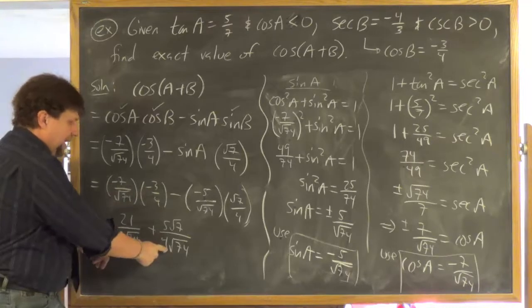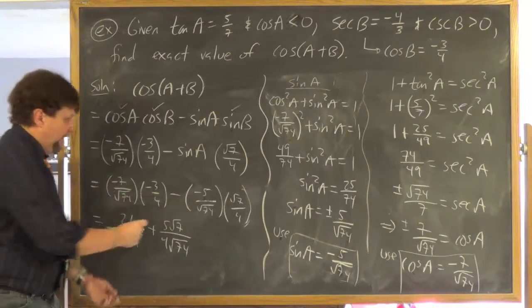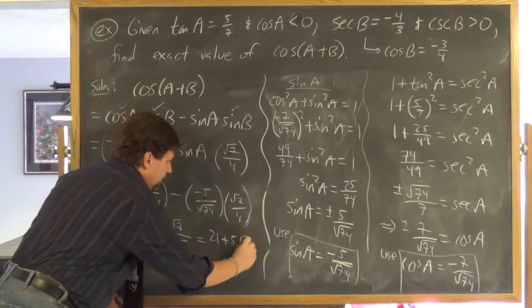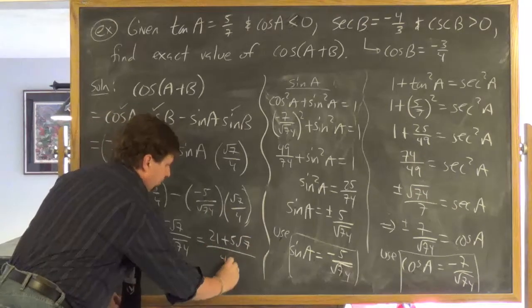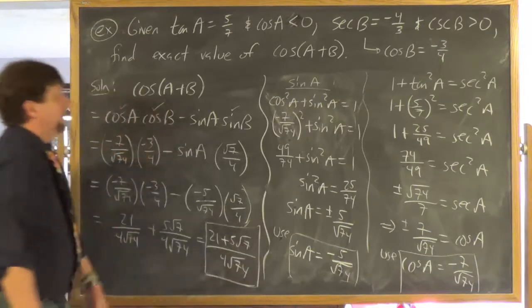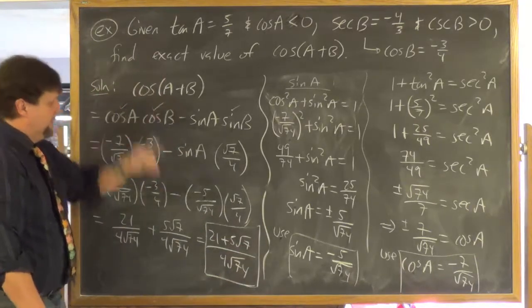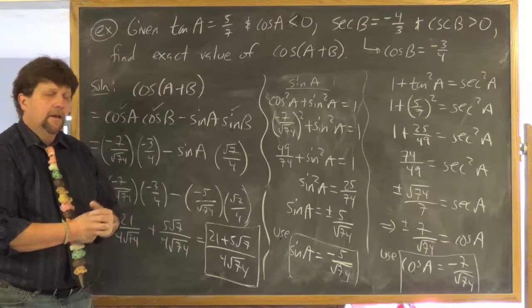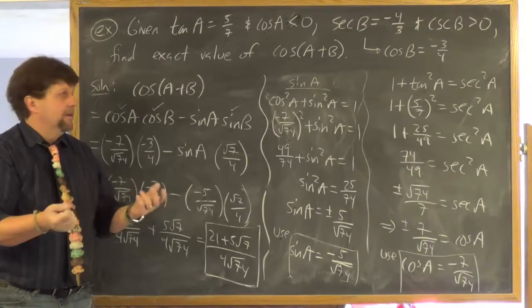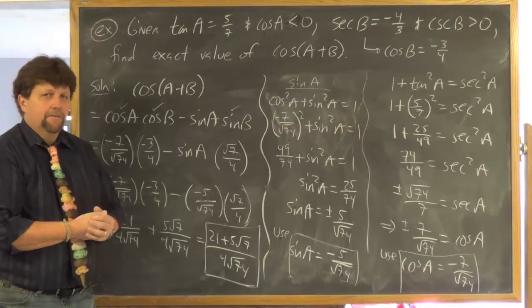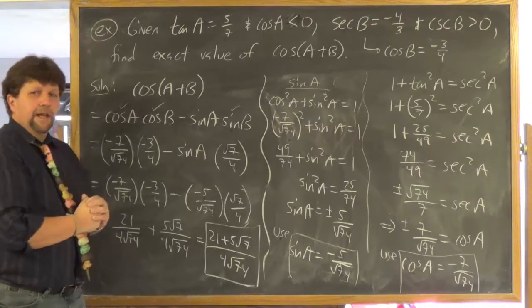And again, notice you have a common denominator, so you could make that one fraction. You could make it 21 plus 5 square root 7 over 4 square root 74. And given that mess, we have now determined the exact value of cosine A plus B. A little bit more involved, but hey, if you know your identities, not too bad. So that's it for that example.